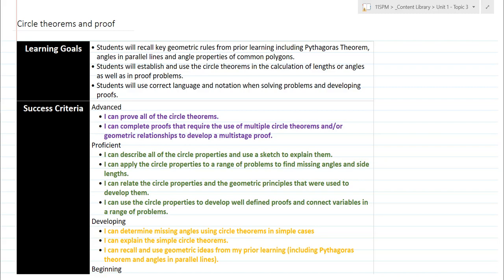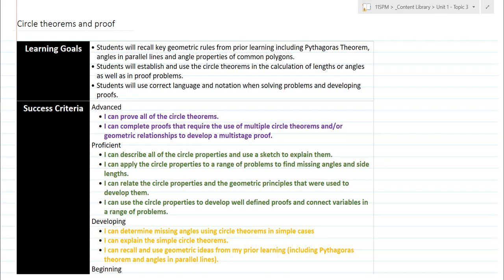So your learning goals for circle theorems and proof. You'll recall key geometric rules and prior learning, including Pythagoras' theorem. I'm assuming you'll know it. Angles and parallel lines, angle properties of common polygons. I've got a summary, which I'll show you in a second, but I'm assuming you know that stuff. It's not on the formula sheet, so you just need to know it.